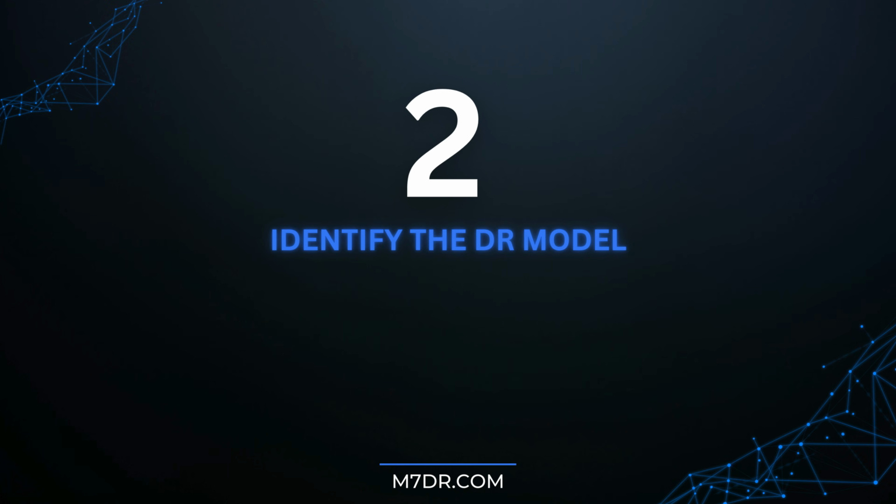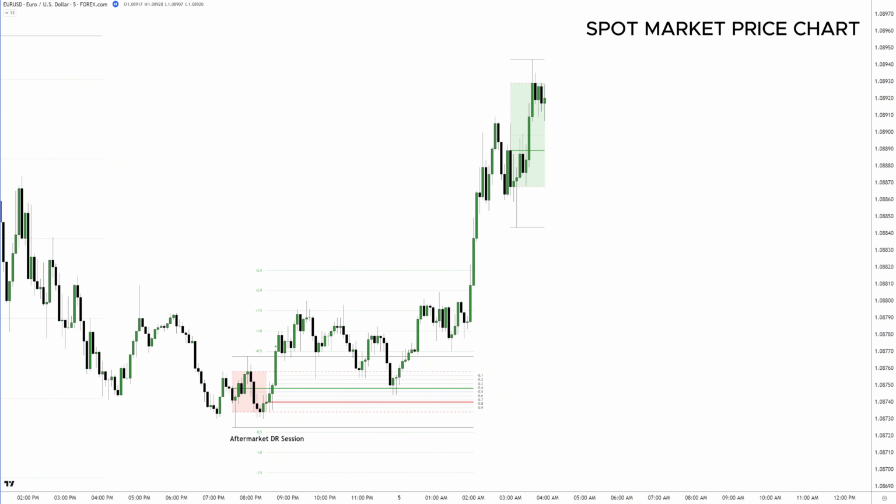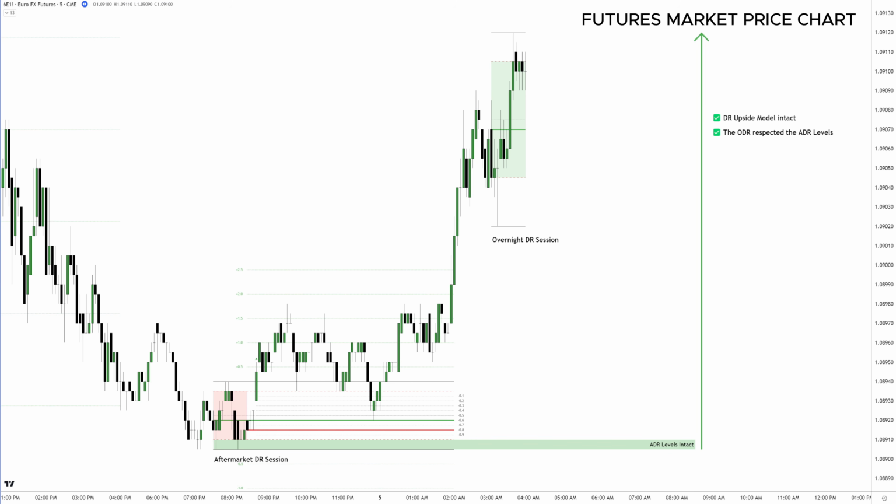Step 2 is identifying the DR model. The overnight DR session opens and closes above the aftermarket DR, signaling a possible DR upside model. How do we know? Look at the relationship between the ADR and ODR. The overnight DR session respected all ADR levels while forming well above it. This classic DR upside model suggests a bullish structure and sets the stage for potential upside movement. A quick look at the futures price chart also confirms that.